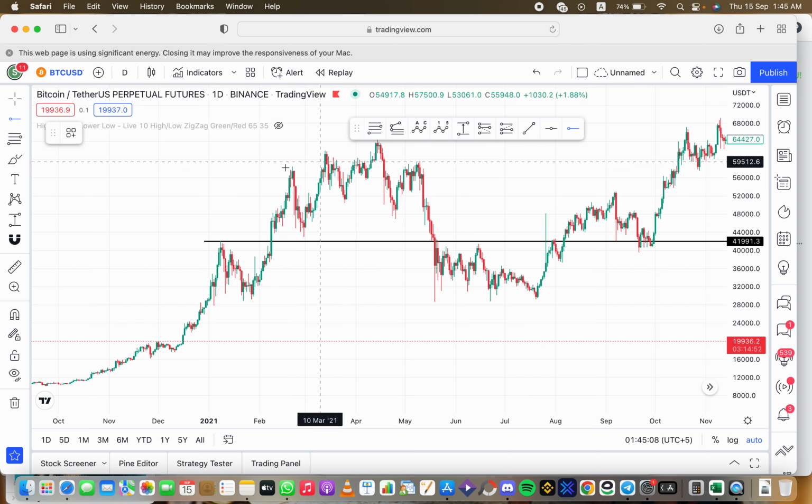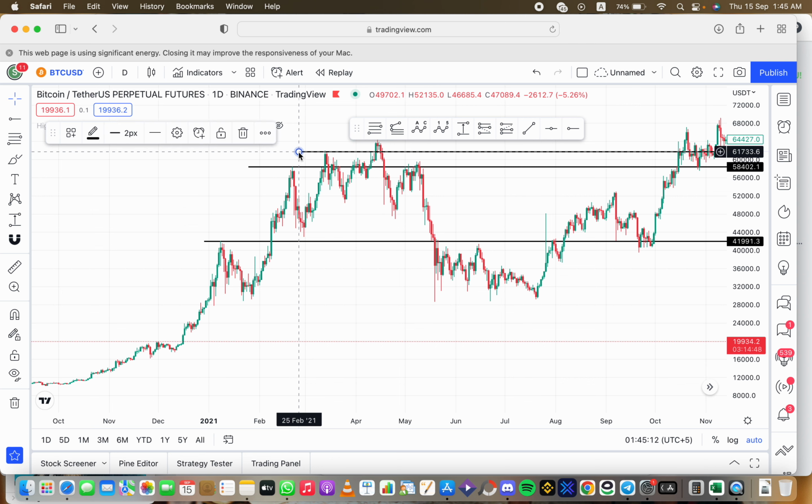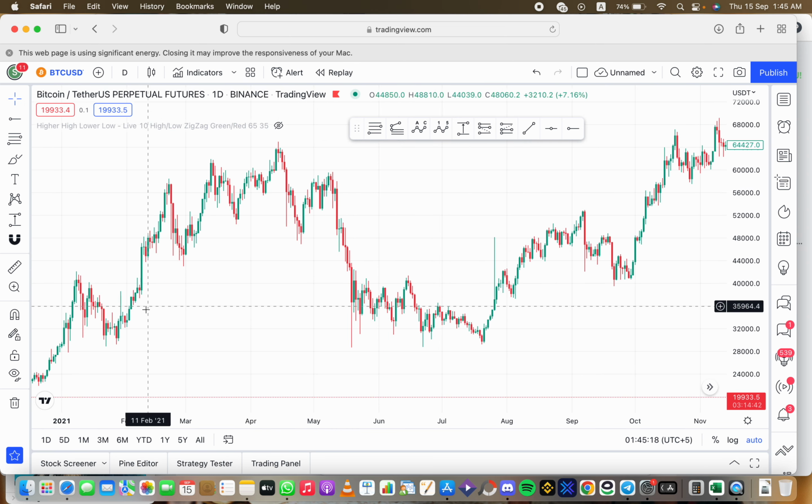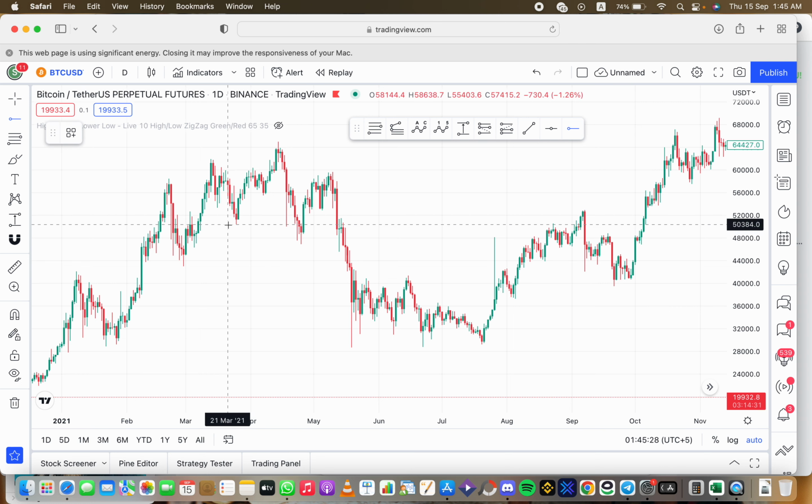Then again we have this break of structure. Then again we have this break of structure. We are making new highs and breaking the last highs. So this is called a break of structure. And whenever in an uptrend we break down and make a new low, it's a bearish break of structure. It is also called CHoCH. Okay, so here it happens.